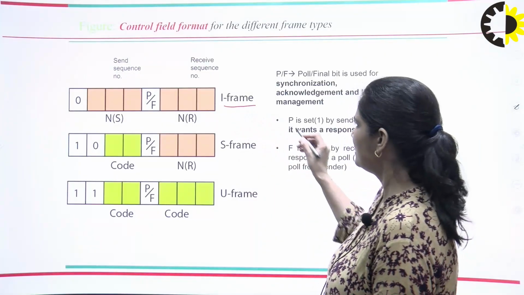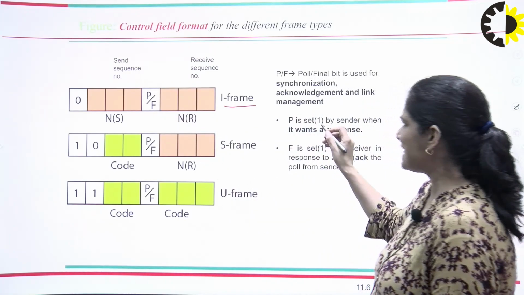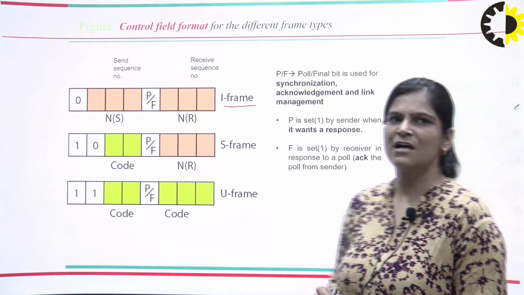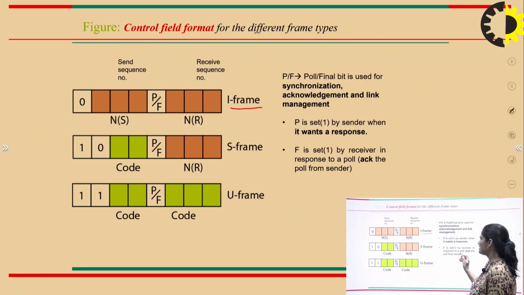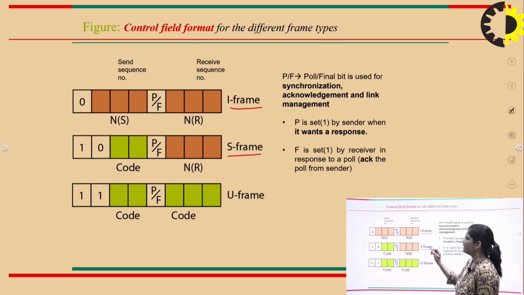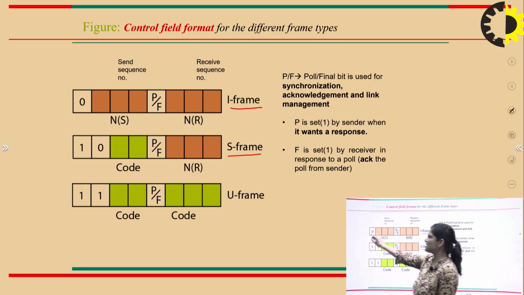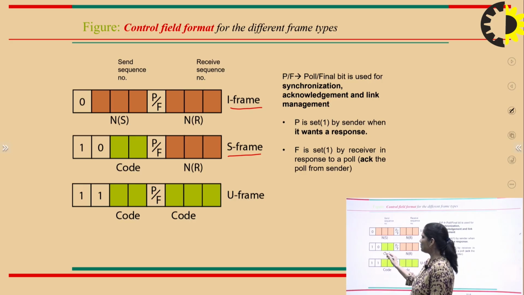For P and F, P is set to 1 by the sender when it wants a response, but F is set to 1 by the receiver in response to a poll, that is, to acknowledge the poll from a sender. Now this is the control field format for the S frame. In the I frame the first bit is 0, while in the S frame the first and second bits are 1 0.